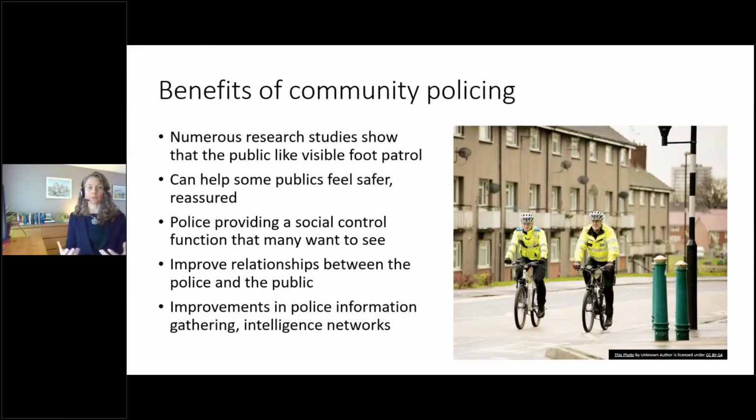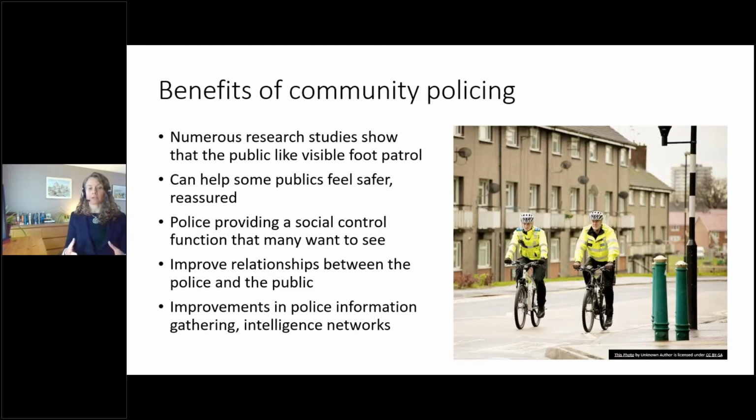So some of the benefits, why are we doing this? Numerous research studies have shown, especially in England and Wales, that the public like to see visible foot patrol. They like to see the police out on patrol, although there's a caveat to that, which I'll come to. This can help some publics to feel safer, to feel more reassured if they see a visible police presence. This shows that the police are providing this kind of social control function that many would like to see, and it can help improve relationships between the police and the public.